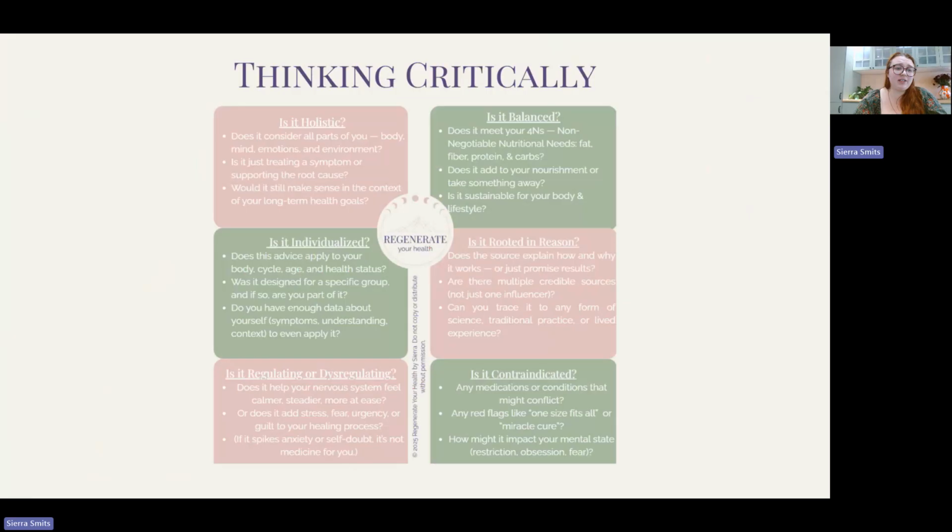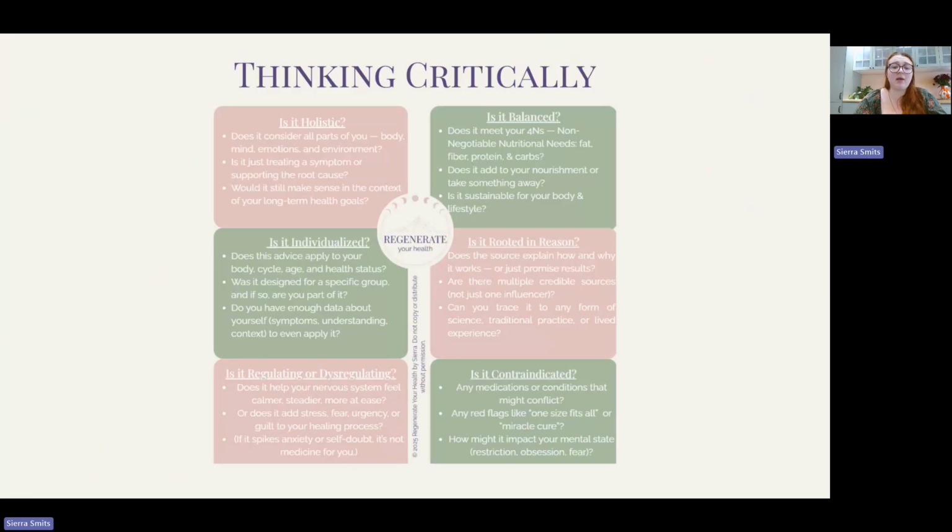Is it regulating or dysregulating? Does it help your nervous system feel calmer, steadier, or more at ease? Or does it add stress, fear, urgency, or guilt to your healing process? If it's spiking your anxiety or self-doubt or uncertainty, it is not medicine for you.